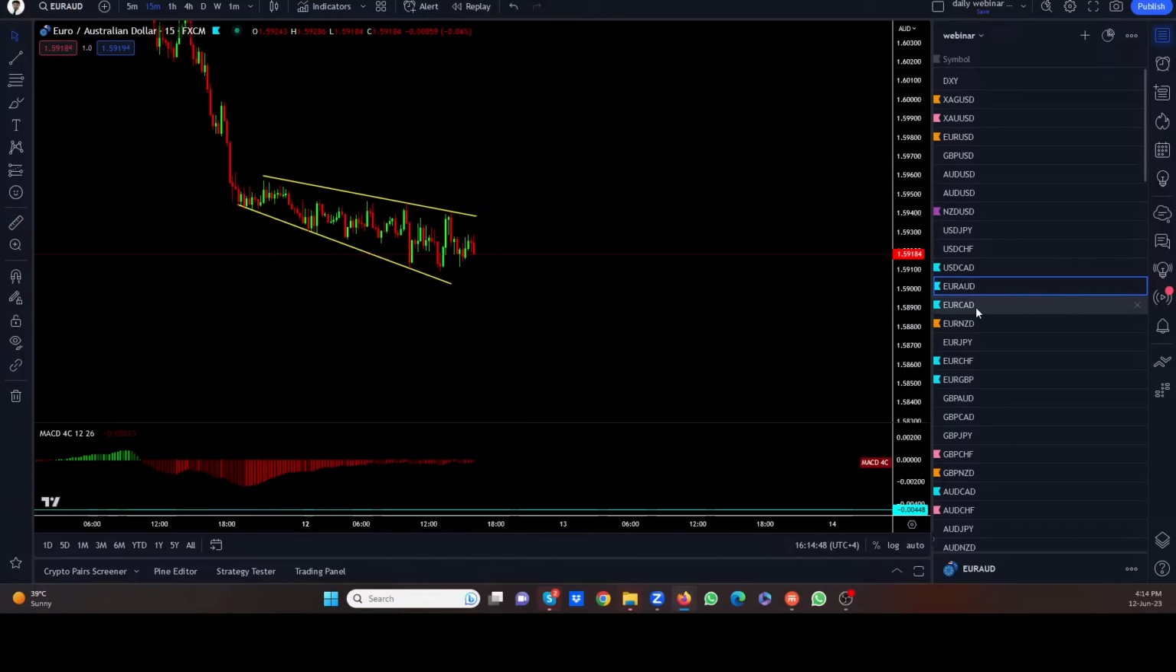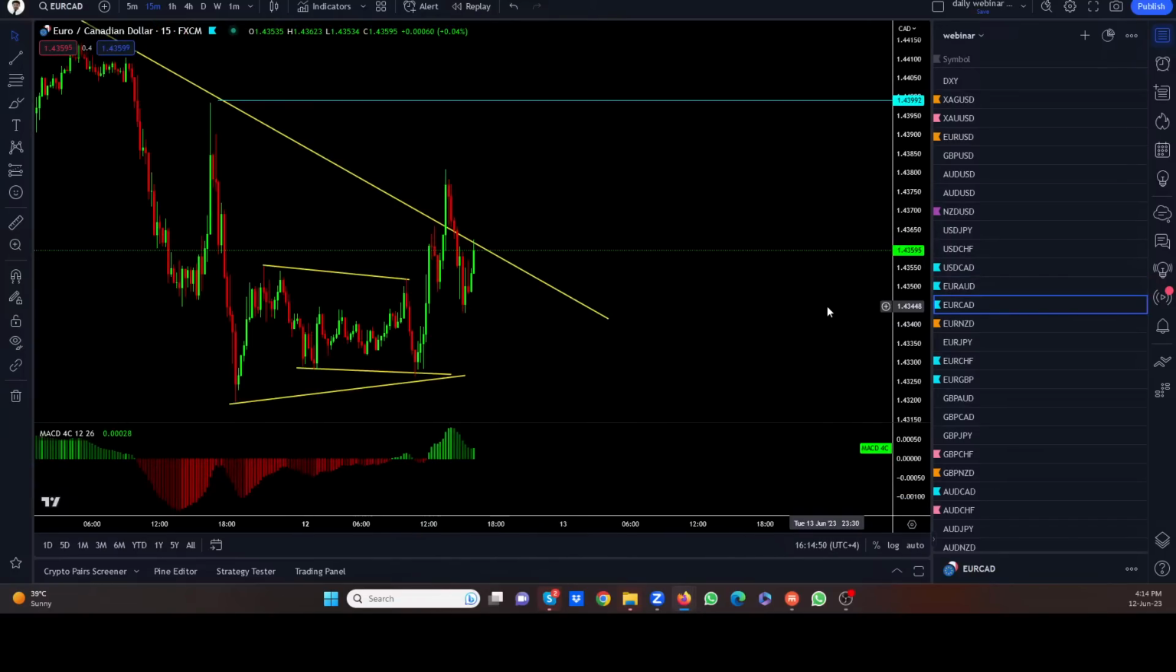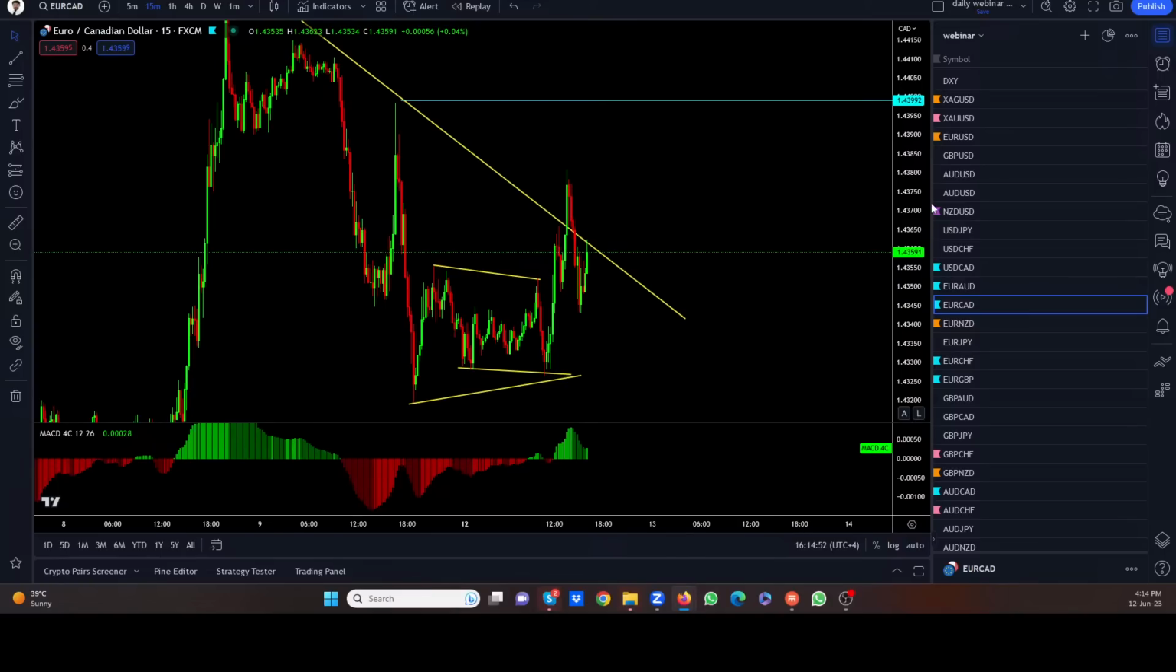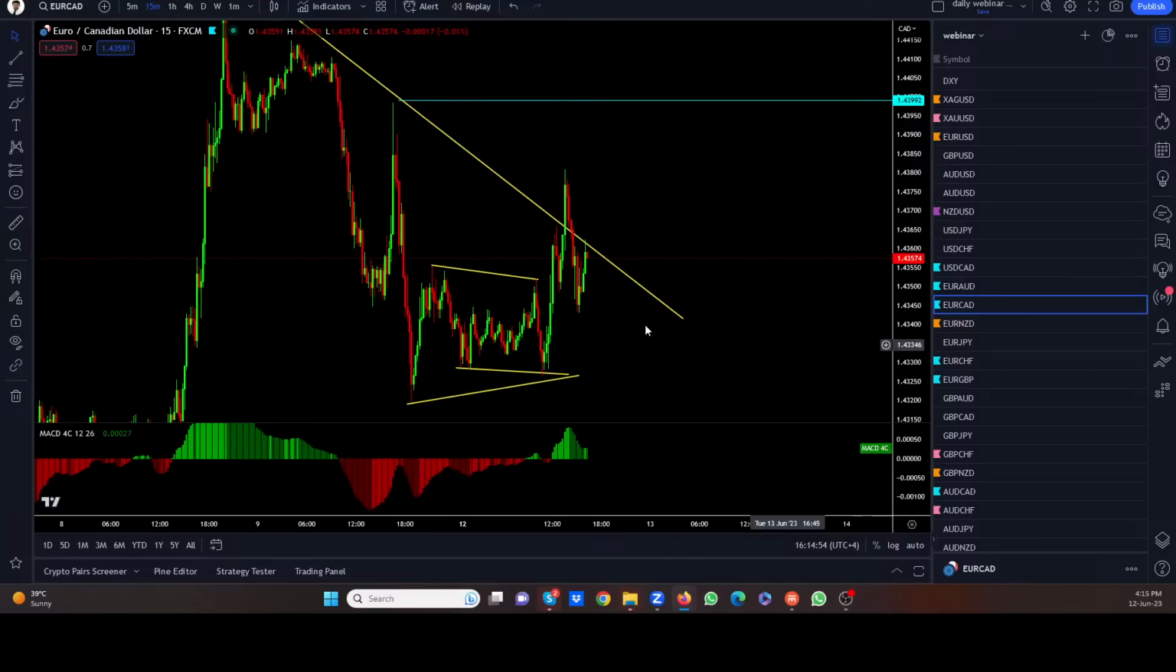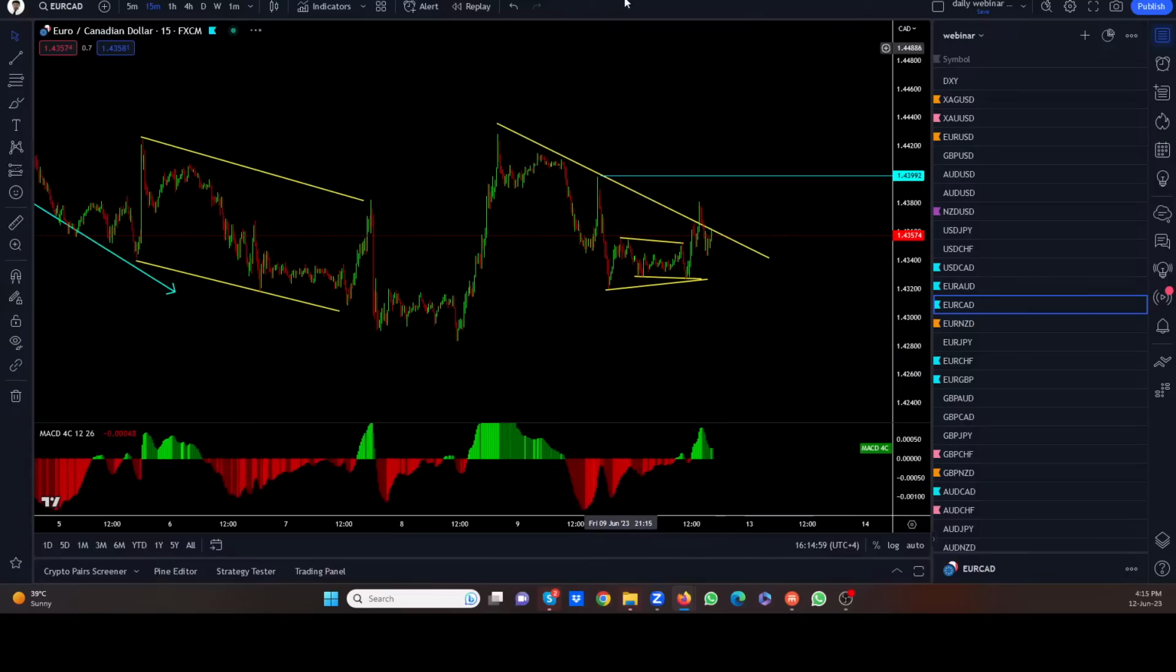You wouldn't be able to. The Euro CAD, we were looking for a buy setup. Let's see if we have it. If you bought this, I'll call it the break even. If you bought that at break even, we're looking for the bigger buy. I think we're going to go down first.